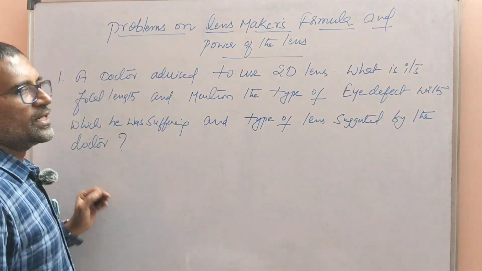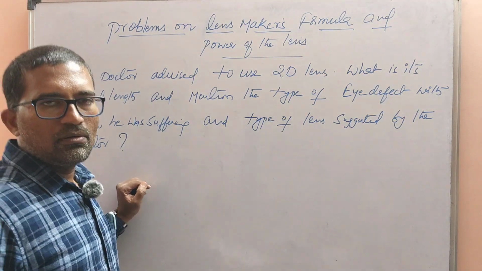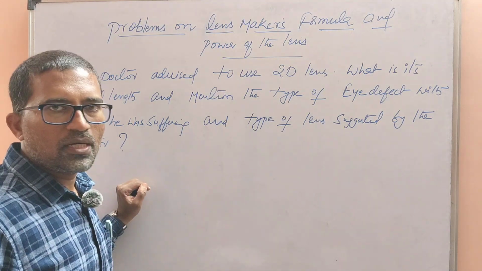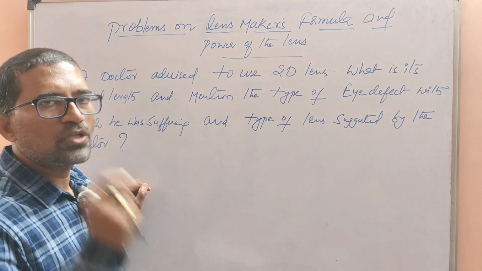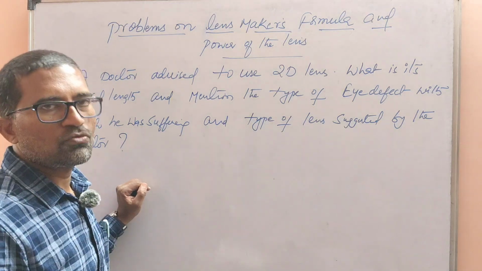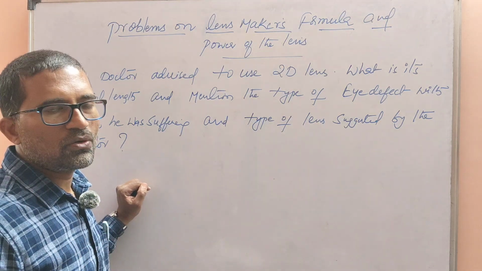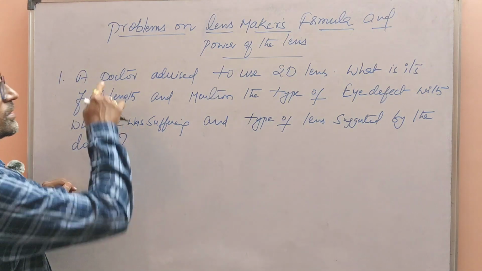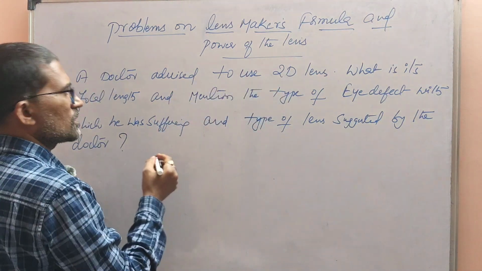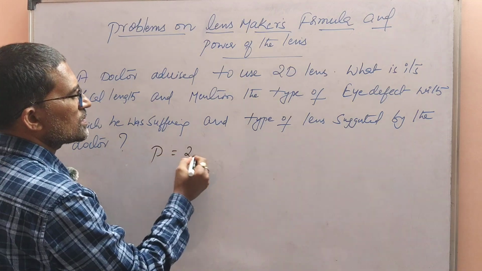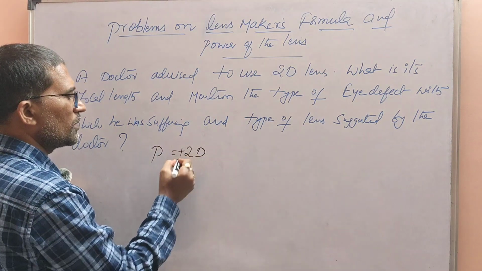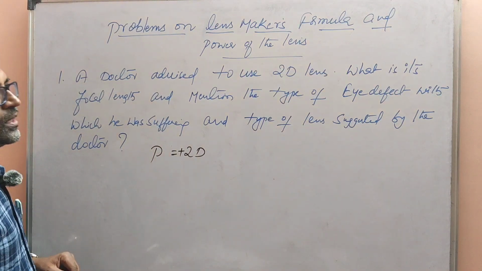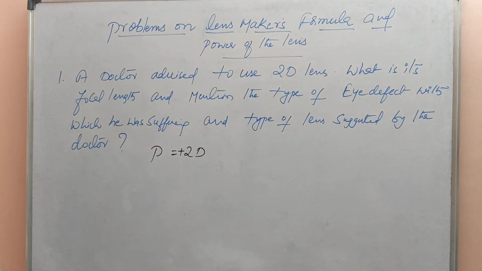You should have some basic idea, because previously when we were discussing the power of the lens formula, I gave small clues on how to remember: if the value is positive, what it means, and if negative, what it means. But before that, let us do the problem. A doctor advised to use a 2D lens. That is, power of the lens is given as plus 2D. Remember this value, plus 2D, or we can write diopter also. What is its focal length? We have to find the focal length.